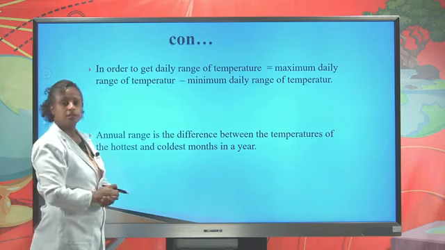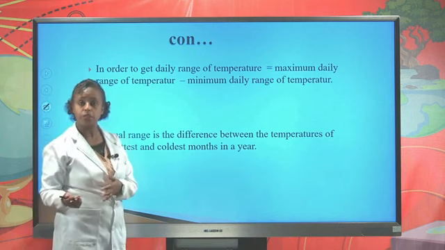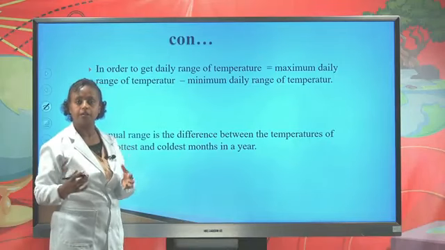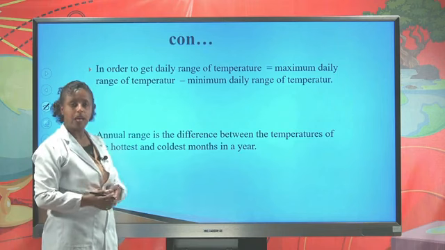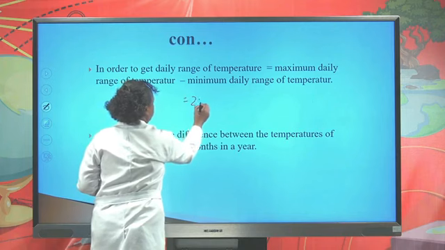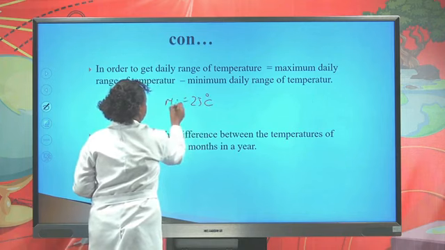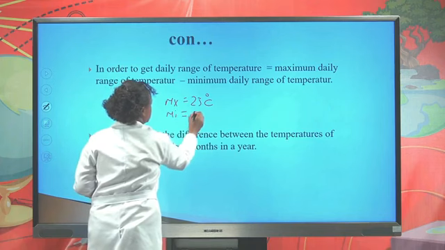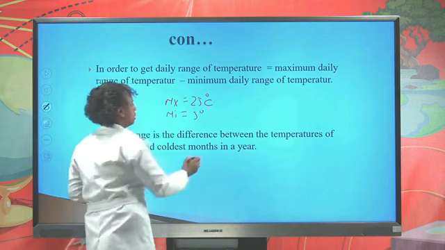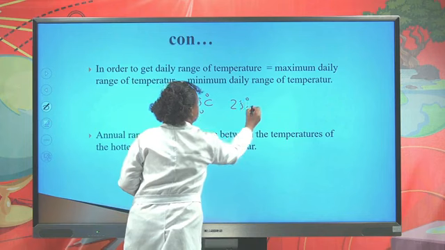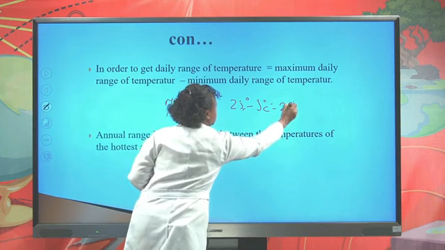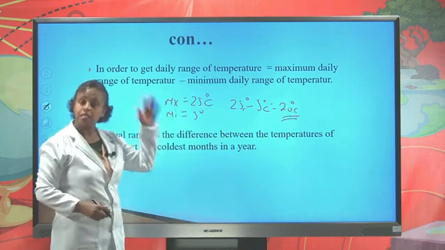In order to get the daily range of temperature, range means difference, we have to subtract the minimum day temperature from the maximum day temperature. As we have seen above, the maximum temperature of a day is 25 degrees Celsius and the minimum day temperature is 5 degrees Celsius. So 25 degrees Celsius minus 5 degrees Celsius, we get 20 degrees Celsius, which is the range between the maximum and the minimum.